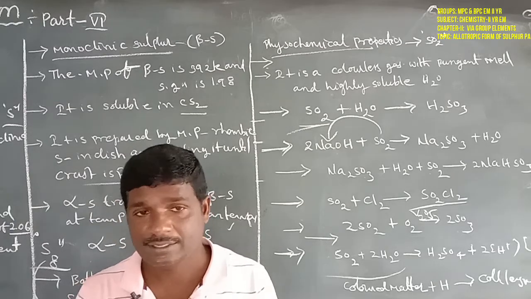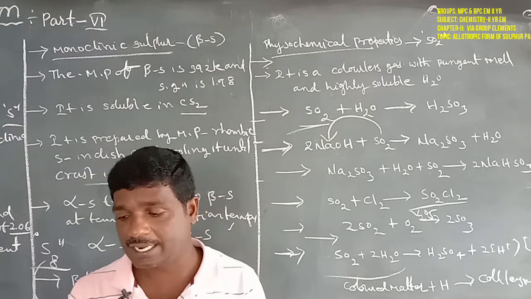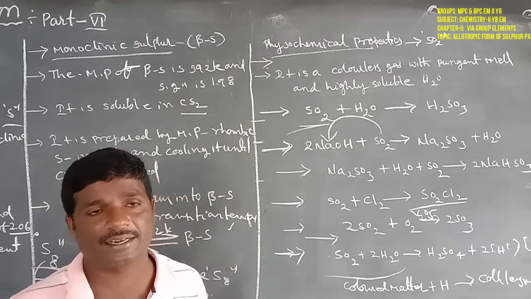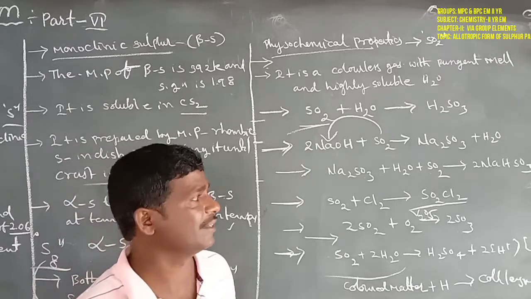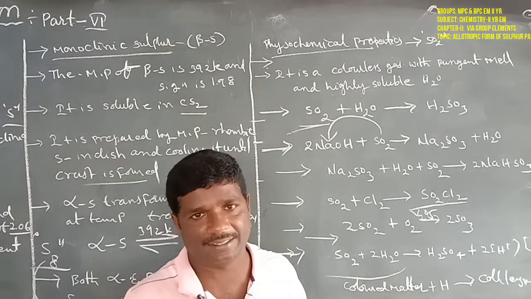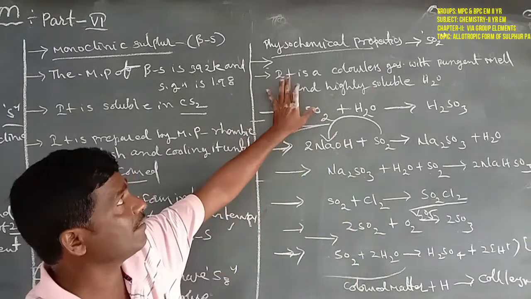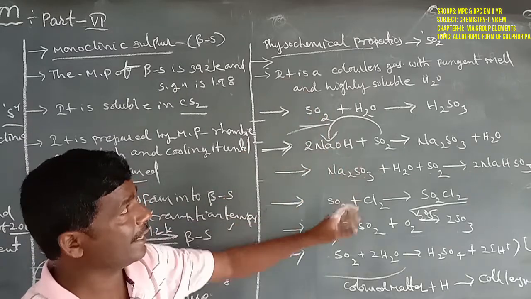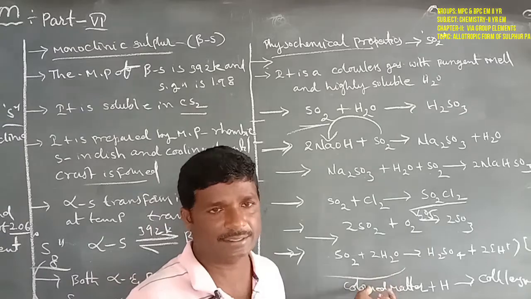Next, sulfur dioxide is used as a solvent to dissolve organic and inorganic chemicals. That is the uses of sulfur dioxide. That is the preparation of sulfur dioxide, and another one is the physicochemical properties. Next, another one: uses of sulfur dioxide.